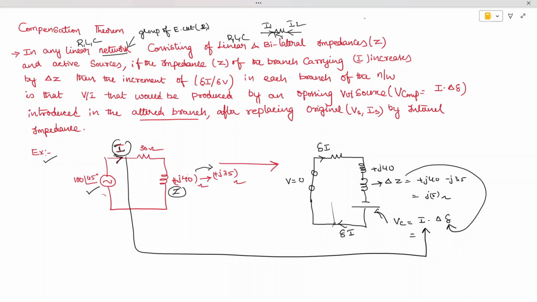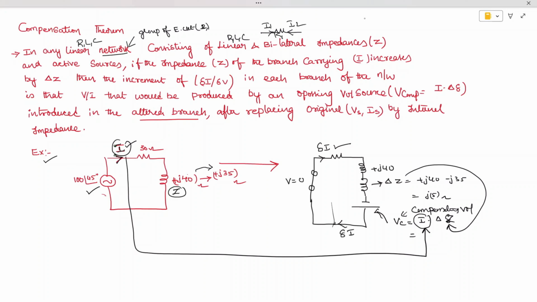The purpose of this theorem is, if any impedance is changed in a network, we need to find out the change in current, or the change in voltage. You can find that out by inserting a voltage, which is called the compensating voltage, of magnitude original current, that is the original current of the circuit, I, multiplied with delta Z. Delta Z is nothing but the change in impedance. You have to substitute this, and then find out delta I.